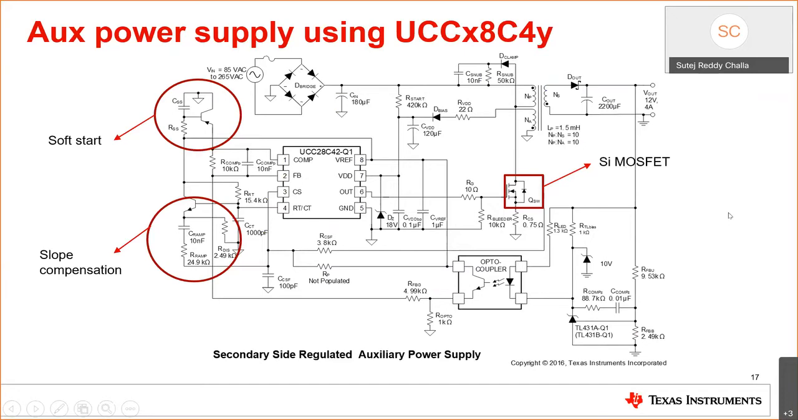This is a very standard flyback aux power supply design using this UCC28C42. Here you can notice that UCC28C42 can be directly used to drive the silicon MOSFET without any issue, because this PWM controller is designed to drive silicon MOSFETs, which means the output voltage of this PWM controller, which is again dependent on the VDD, which is a maximum of 18 volt for this PWM controller, is suitable enough to drive the silicon MOSFET directly. No additional circuitry is needed between the PWM controller and the silicon MOSFET.